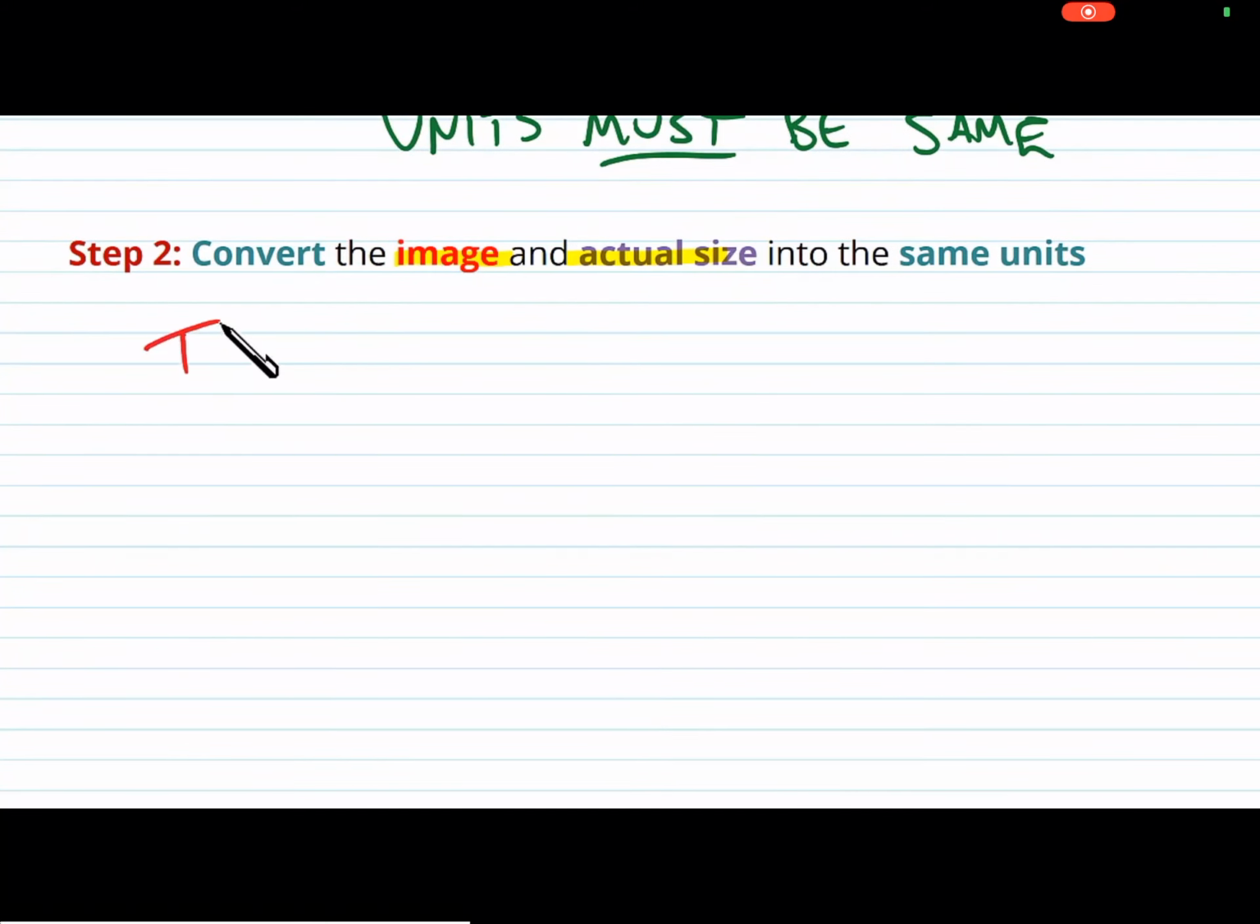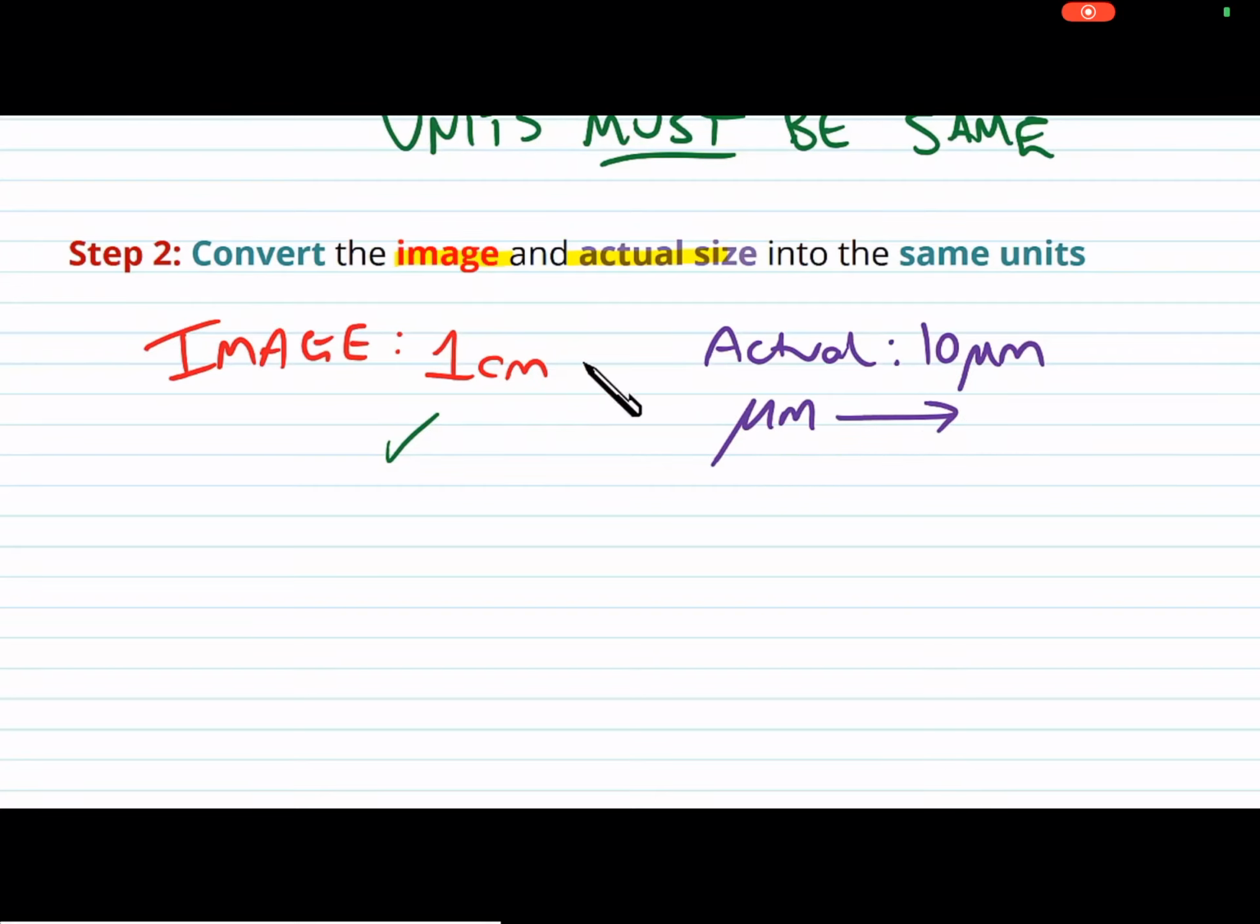So we've got the image is 1 centimeter, and the actual is 10 micrometers. So what we'll do is we'll turn micrometers into centimeters. So we can leave the centimeter one alone. This one's finished. So what you have to do is remember that we're going from micrometers to whatever this one is, centimeters. So you need to think, how many are there in this? Well, there are 1,000 micrometers in a millimeter, or if it's easier, just write 1,000. And then to get from millimeter to centimeter, there are 10 of them. And because we're going from smaller to bigger, we divide.